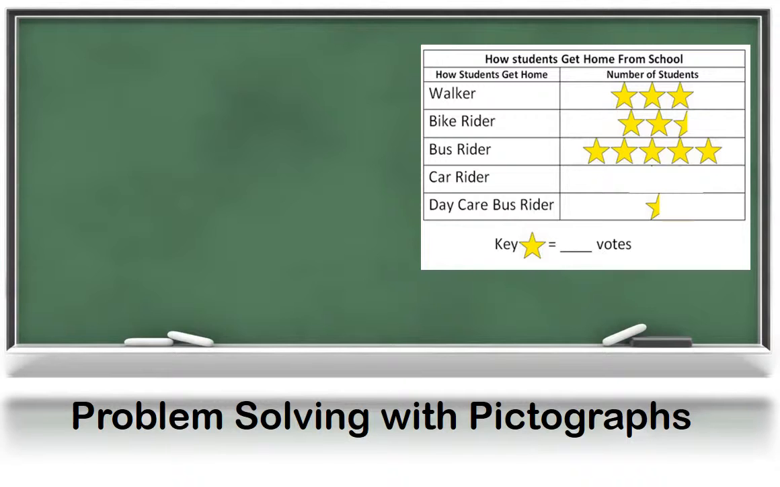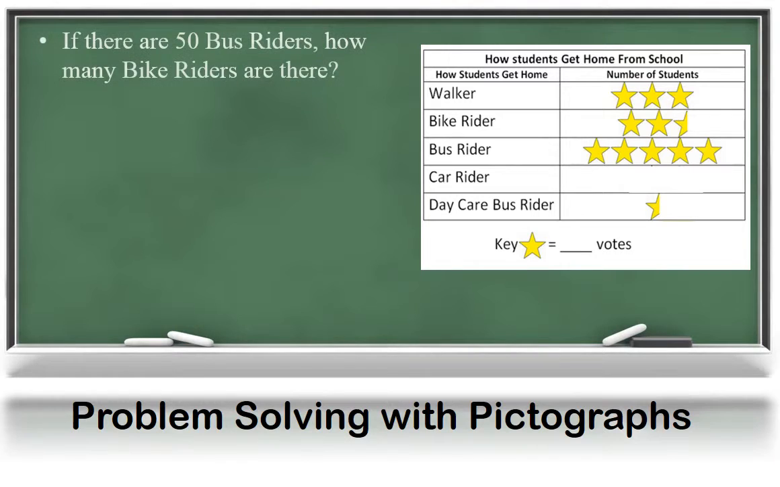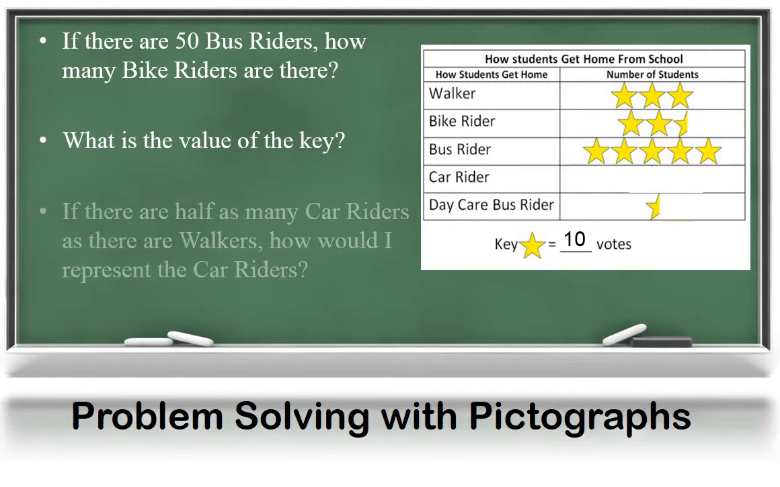Students will also be asked to generate questions based on given data. So here are some example questions that may go along with this pictograph. If there are 50 bus riders, how many bike riders are there? What is the value of the key? If there are half as many car riders as there are walkers, how would I represent the car riders?